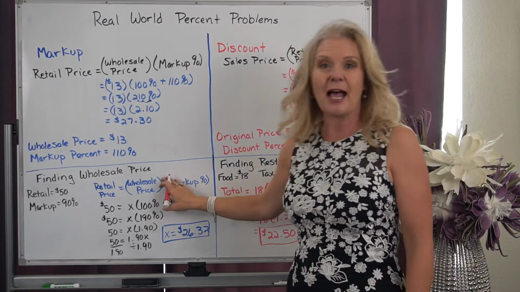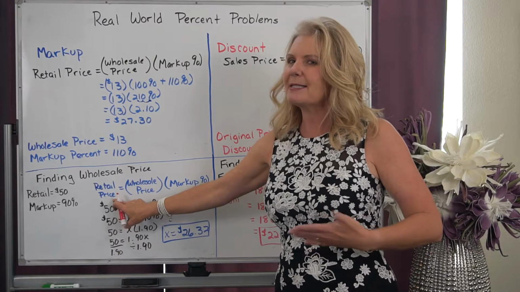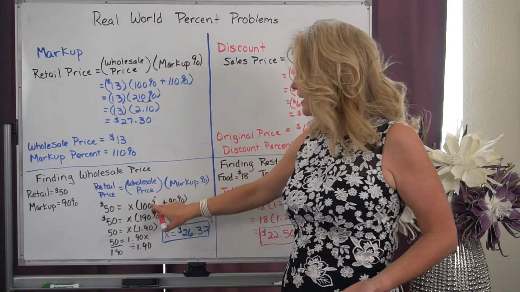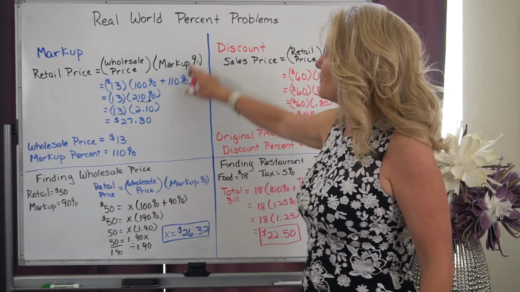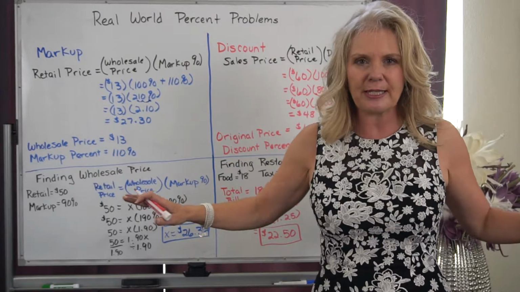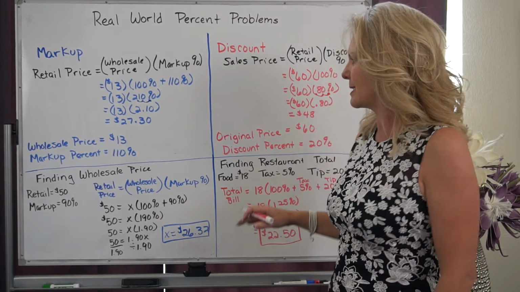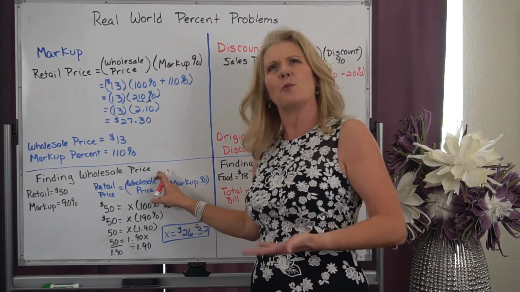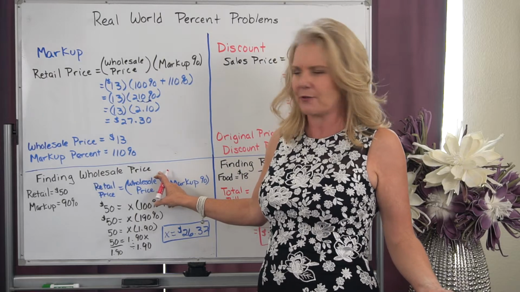Now, sometimes we know what the retail price is, but maybe somebody didn't keep really good records, and we don't know what we originally bought it from the manufacturer for. Well, the whole equation stays the same. We're not changing the equation. We're just going to put in an unknown for that wholesale price. So if the question is, what was the wholesale price? What did I buy it from the manufacturer for?